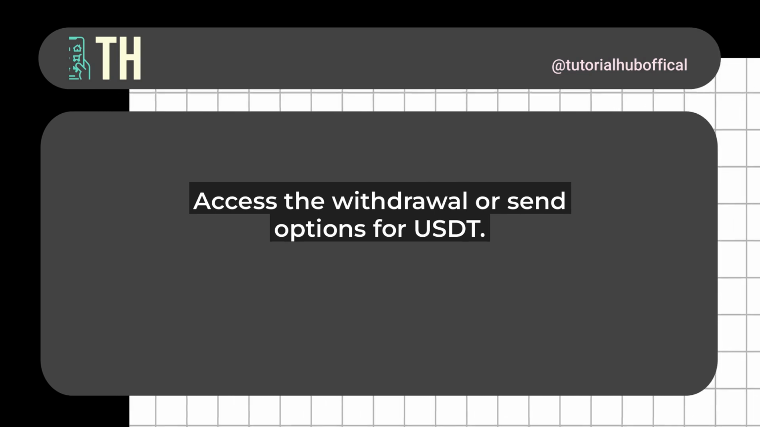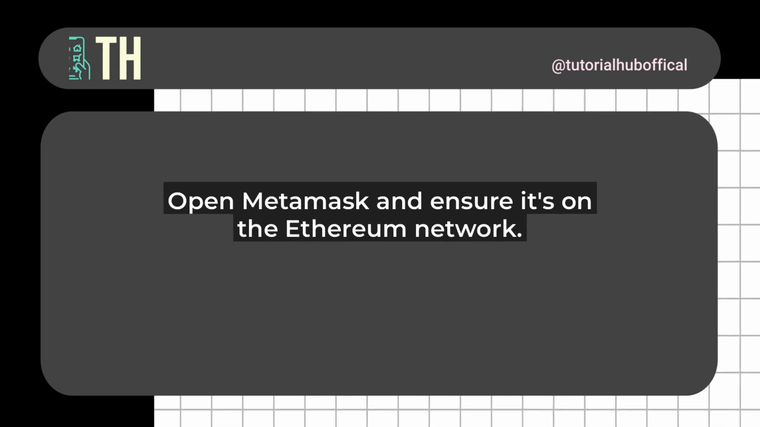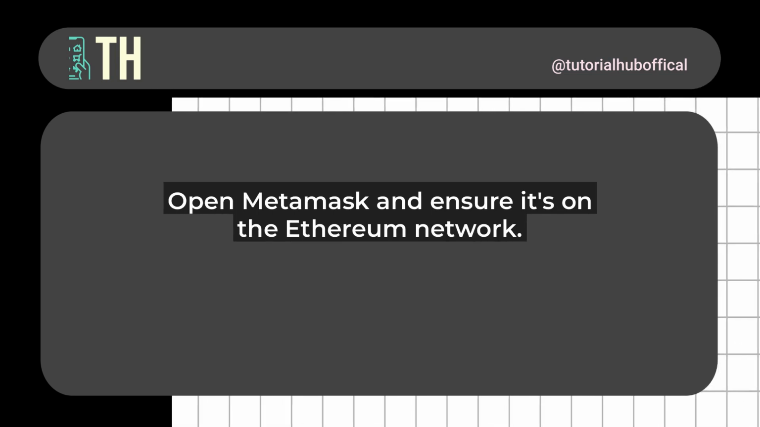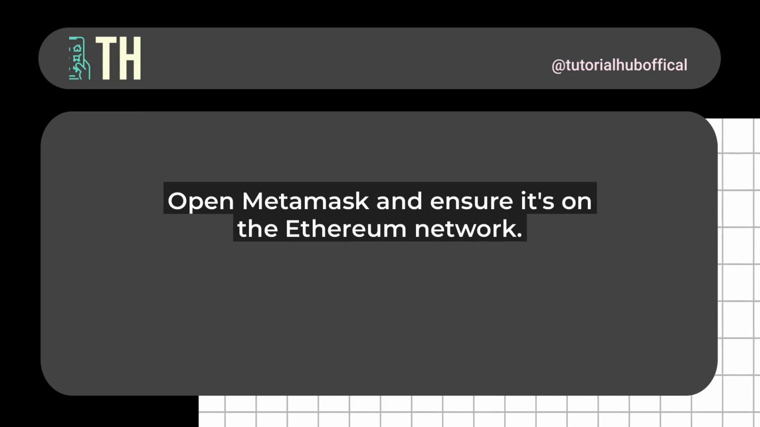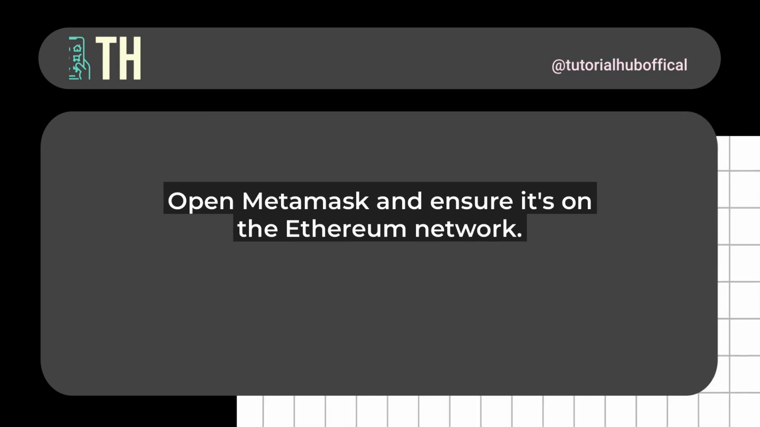Step 1. Log into your Uphold account using your credentials. Once you're in, navigate to your dashboard and find your USDT balance. Click on it to access the withdrawal or send options. This is where the magic happens.